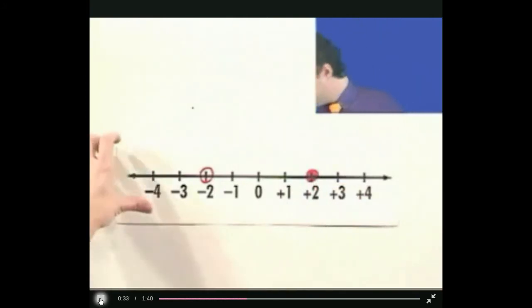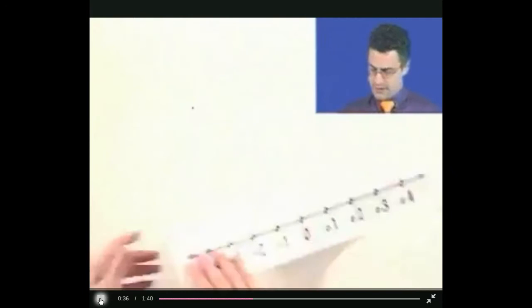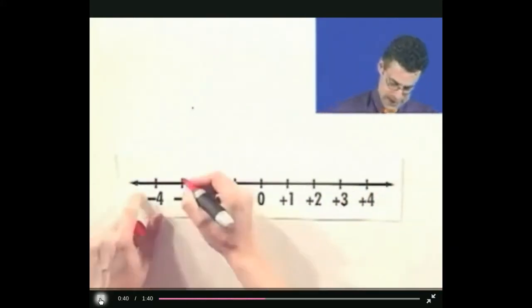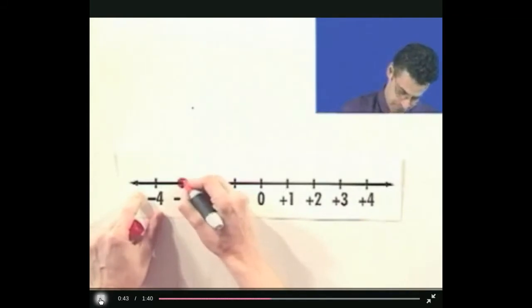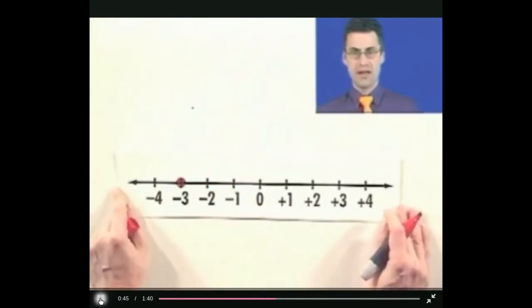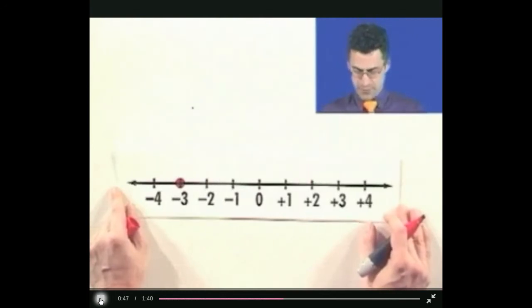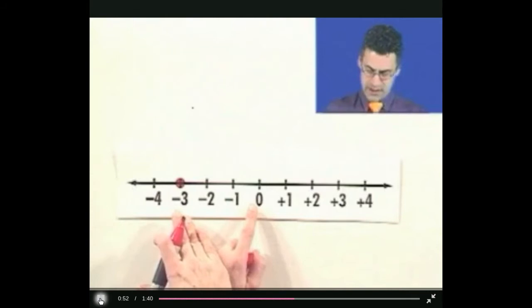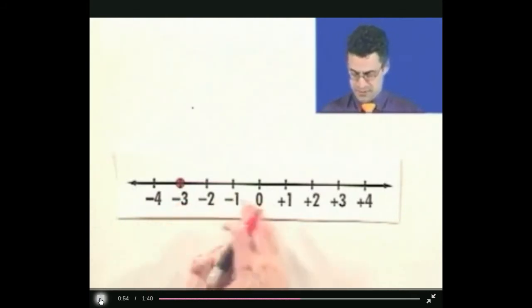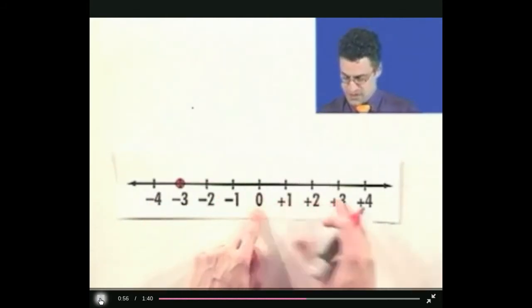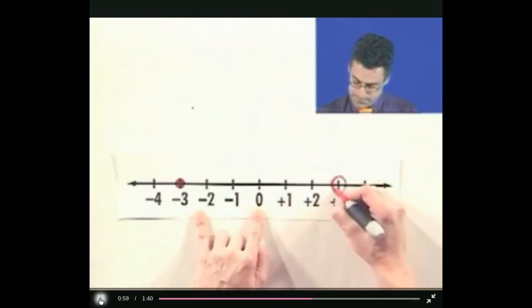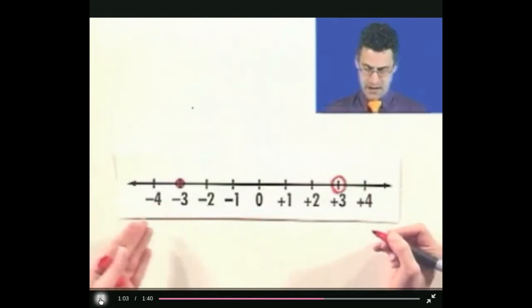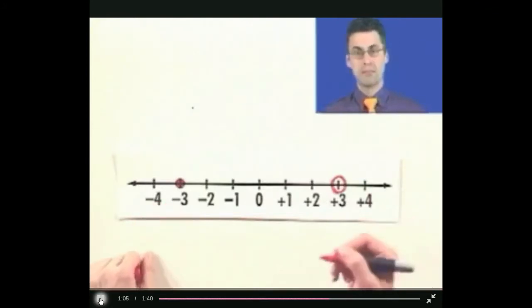Cool. Let's try another one. Let's take a look at the number negative 3. What's the opposite of negative 3? Well, here what I've got to do is find the point that's the same distance away from 0 as negative 3, but on the other side. So that's going to be 3 units in the right direction. And so I get to here. That's positive 3. And so we can see that the opposite of negative 3 is positive 3.